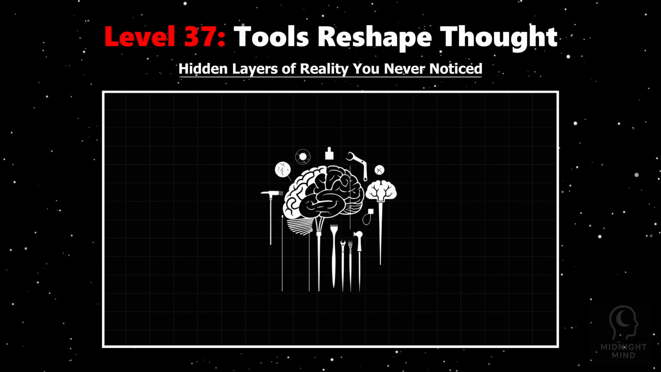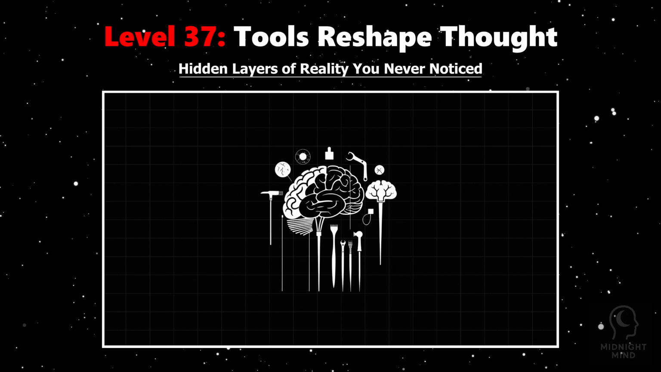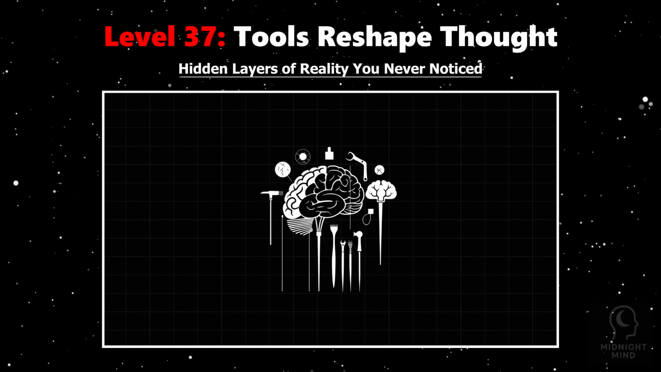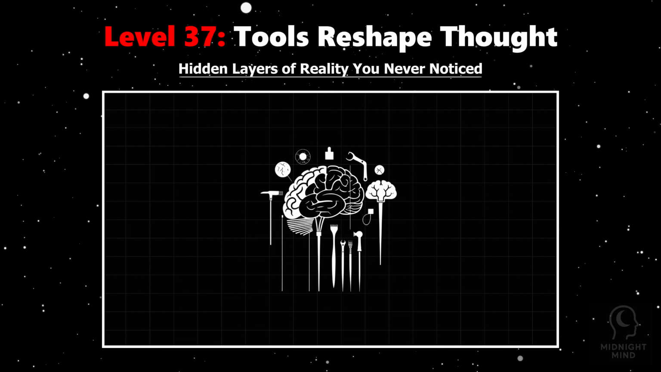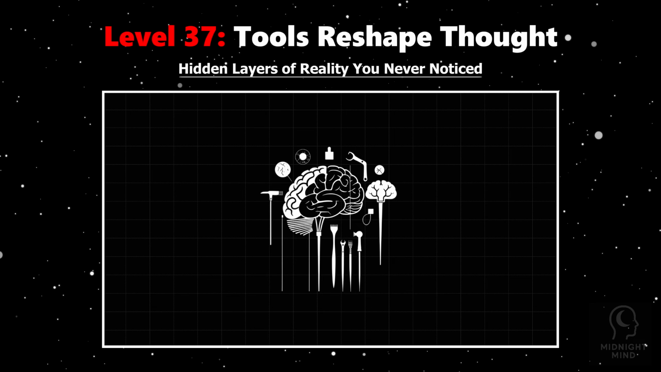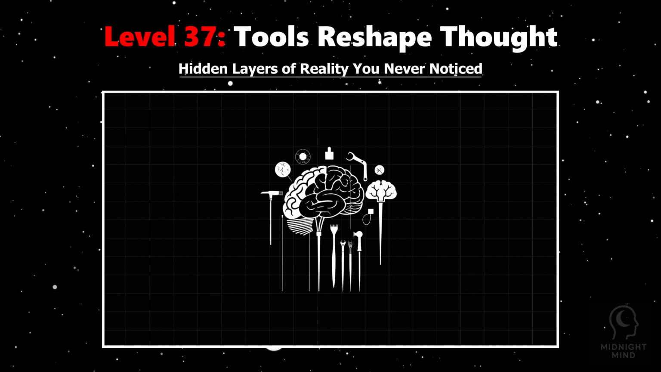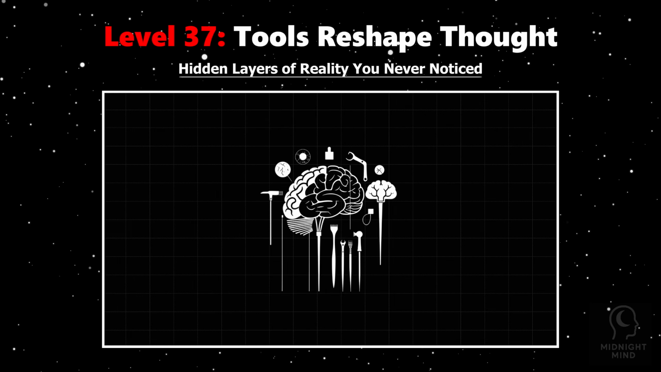Anthropologists argue that tool use drove human evolution, enabling abstract thinking and cultural complexity. Every tool you use subtly rewires your brain, creating a feedback loop where thought and technology evolve together. So, the tools you wield don't just build or connect, they transform your very mind, reshaping how you perceive, think, and create in profound ways.